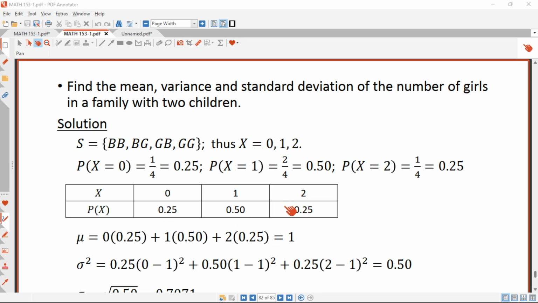So let's calculate our mean, right? We just learned that the mean is a summation of the random variable times the respective probability. So here 0 times 0.25, you are going to get 0, plus 1 times 0.5, you are getting 0.5 here, plus 2 times 0.25, of which you are getting 0.5. Once you add everything here, you are supposed to get 1 as our answer.